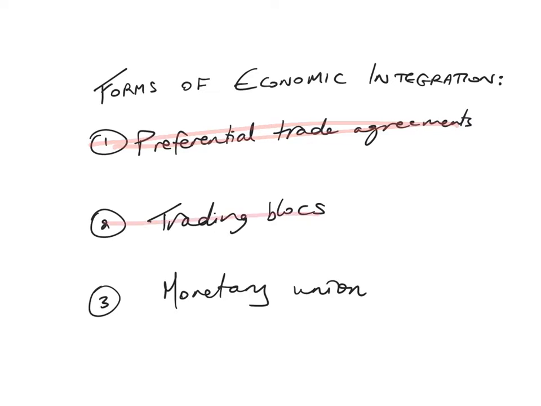The second is the different types of trading blocks, and it's blocks with a C. There's no K in trading blocks. This is not a typo. And the last form is monetary unions or a monetary union. Let's find out more about each type.